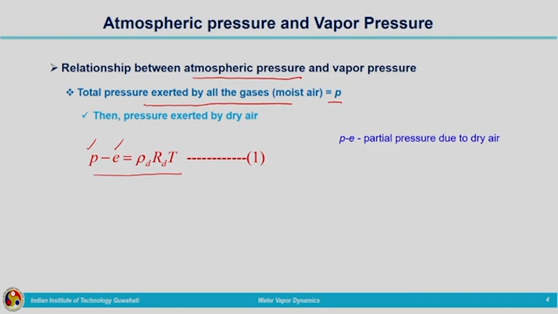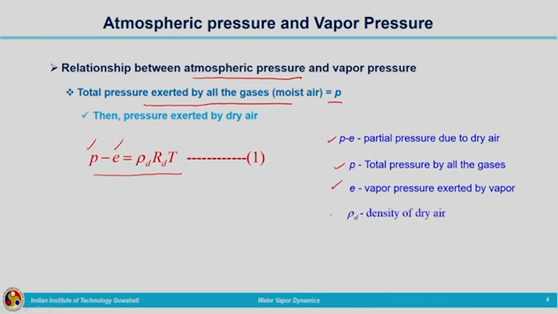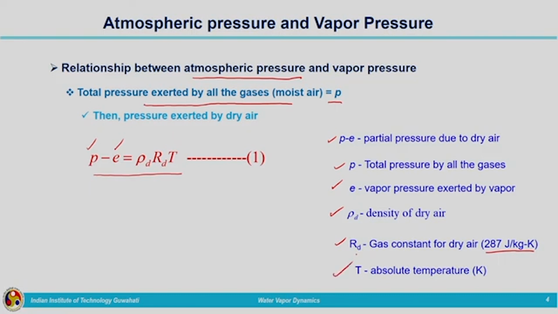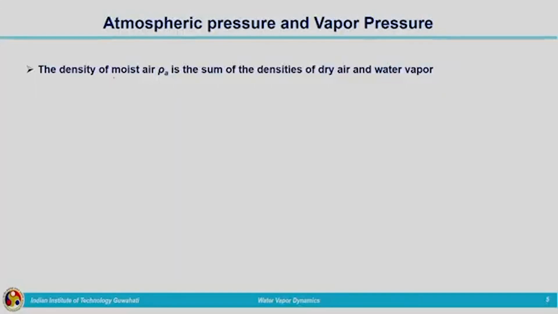P minus e is nothing but partial pressure due to dry air. P is the total pressure by all the gases. e is the vapor pressure exerted by vapor, and rho d is the density of dry air. Rd is the gas constant for dry air. It is 287 joules per kilogram Kelvin. T is the absolute temperature in Kelvin. The density of moist air is the sum of densities of dry air and water vapor.